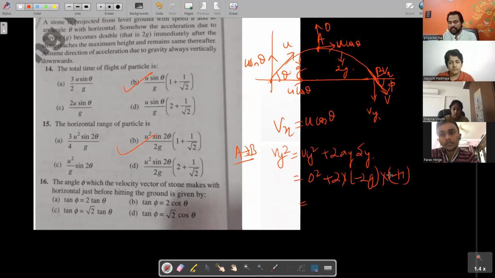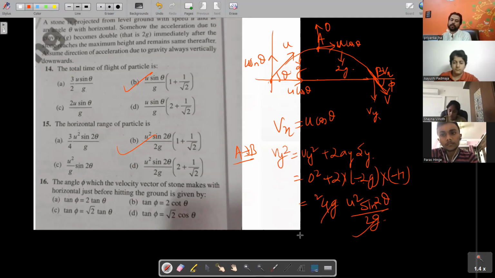Yes, sir. So minus minus plus 2 into 2, 4. 4gh, h you have already found. That is u square. From here to here, we have already found u square sin square theta upon 2g. So this is gone, this is gone. So Vy is under root 2 u sin theta.